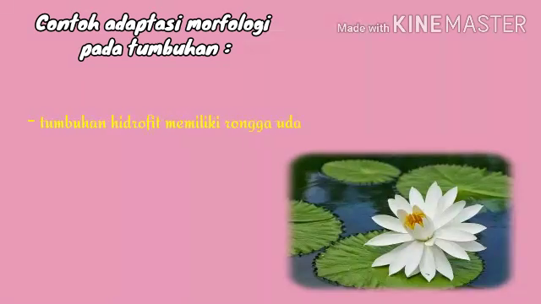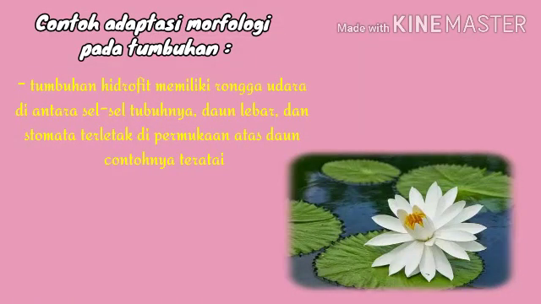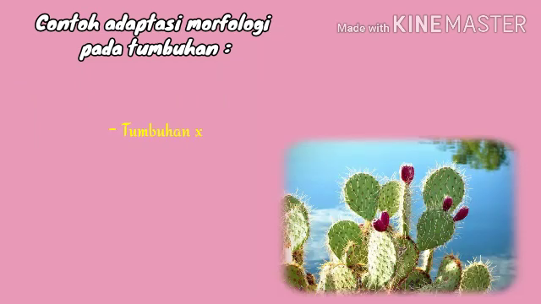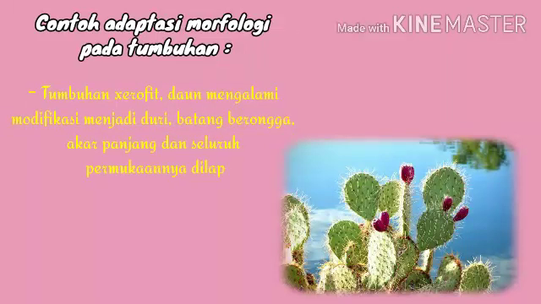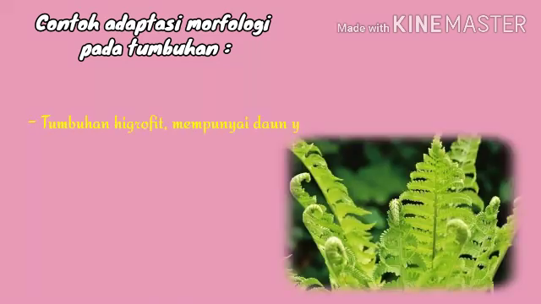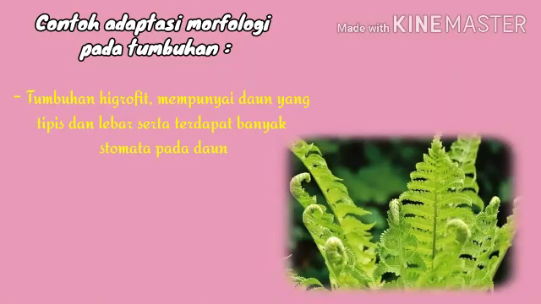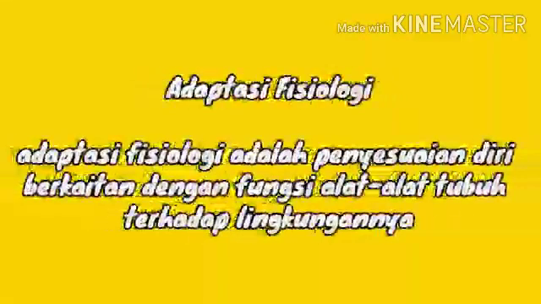Some examples of morphological adaptation in plants are hydrophyte plants, which have air cavities between their body cells, white lips and stomata located on the upper surface of the leaves. For example, lotus. Adaptation of xerophyte plants: leaves undergo modification into thorns, hollow stems, long roots, and the whole surface is coated with wax. For example, cacti. And hygrophyte plants have thin and wide leaves, and there are many stomata on the leaves. Example, fern plants.